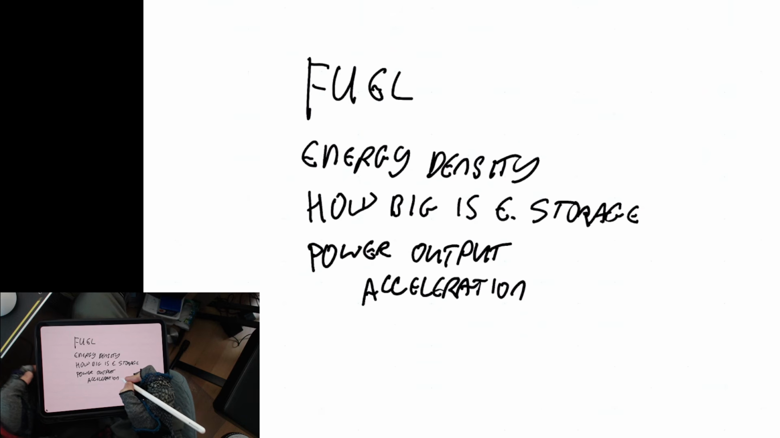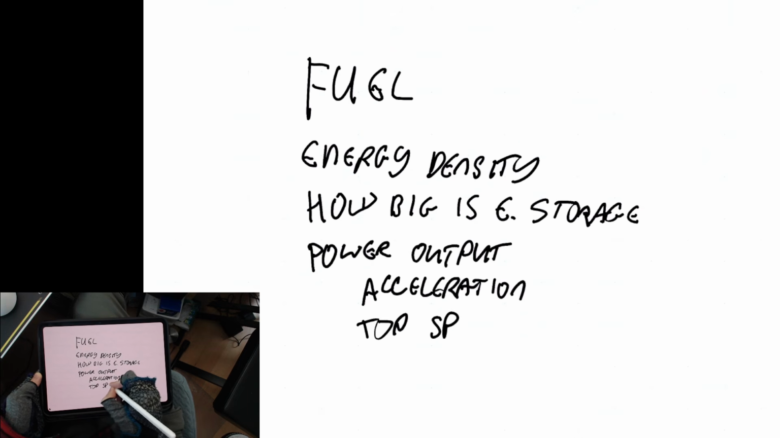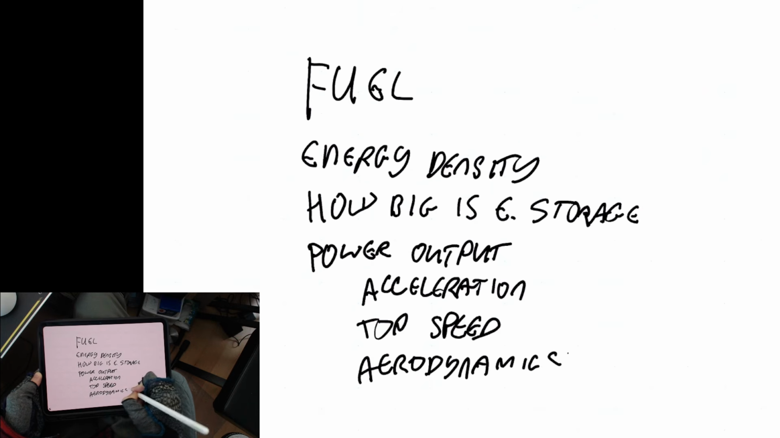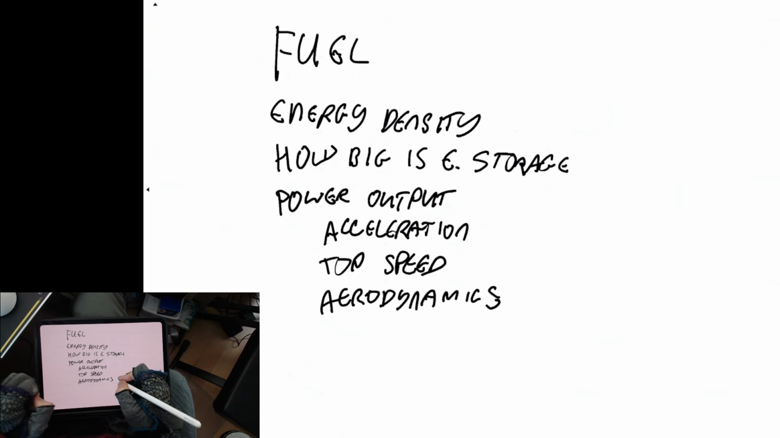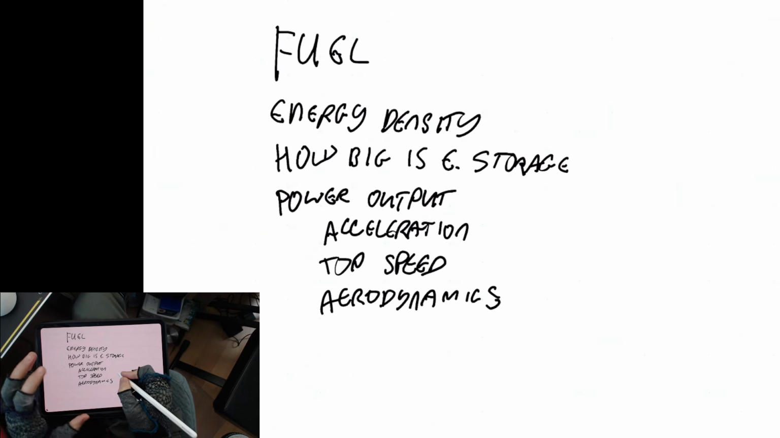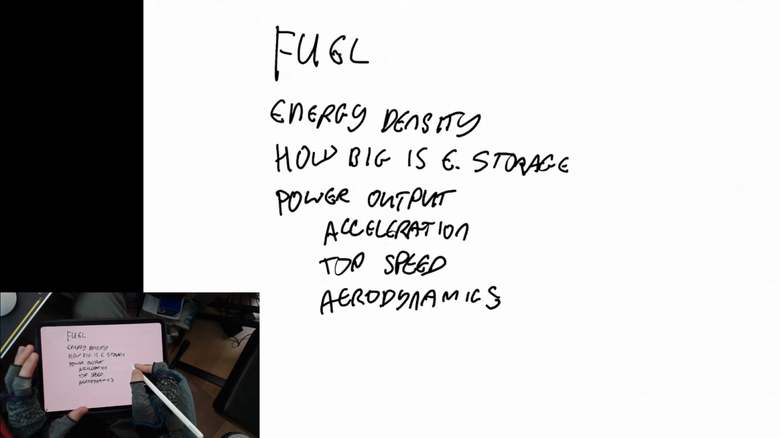Because if it has different sources of energy, it will have different power output and acceleration. Top speed, aerodynamics, because you've got to push through the fluid of air. The air will slow you down, right? These things will govern things like the shape of the car. All of these things are physics problems, and the physics problems will very much govern the ultimate shape of your vehicle.